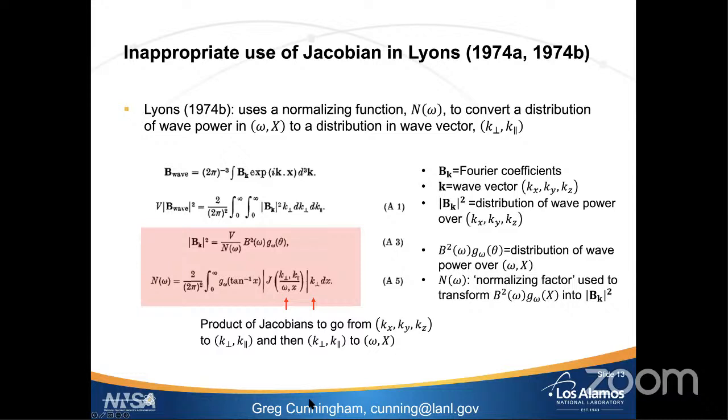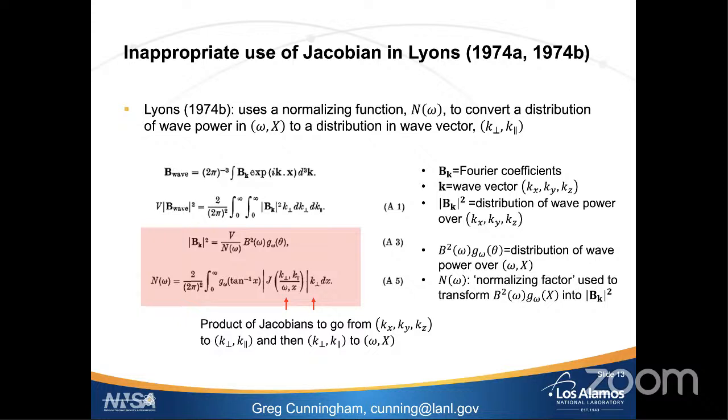Appendix C of the paper speculates that Lyons ended up in this spot by first trying to simply equate the distribution functions to each other with no normalization. That is, by just applying a coordinate transformation to the arguments of the distribution functions. But then he found that when he tried to integrate out the dependence on the wave normal angle, he didn't get the desired power spectral density B squared as a function of frequency. The normalizer, N of omega, corrects this so that when one uses the wave distribution in Cartesian wave vector space indicated by equation A3 here on the slide, the power spectral density with respect to frequency is preserved.